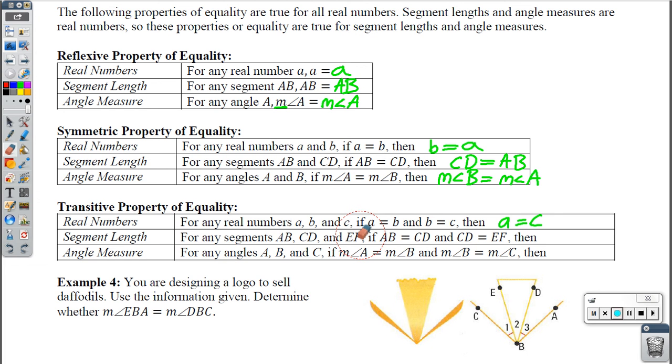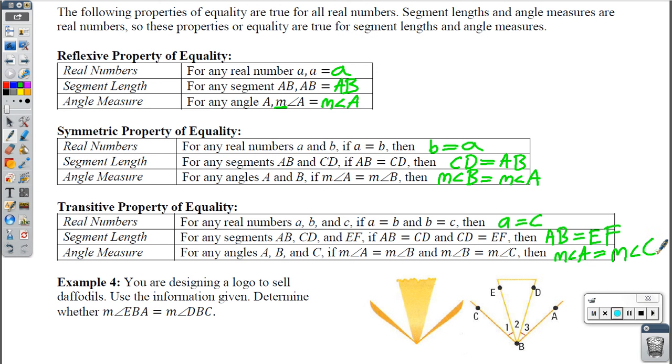So if you have one thing that is equal to another thing, that second thing is equal to a third thing, then the first and third things have to be equal to each other. We can say the same thing about segment length. So if the length of AB is equal to the length of CD, and the length of CD is equal to the length of EF, then the length of AB must be equal to the length of EF. And the same thing for angle measures. So if the measure of angle A is the same as the measure of angle B, and the measure of angle B is the same as the measure of angle C, then the measure of angle A must be equal to the measure of angle C.